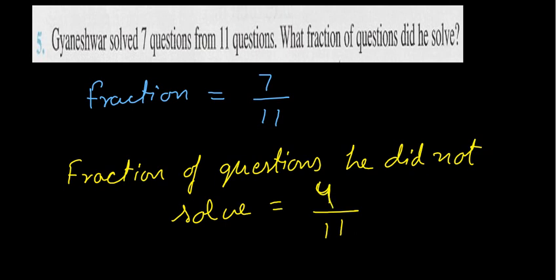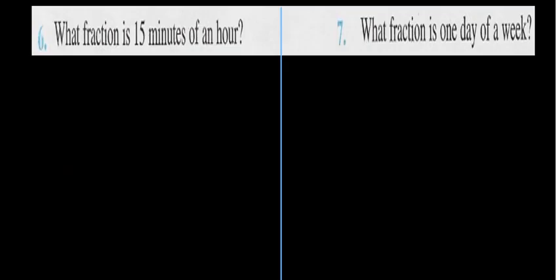Although this is not part of your actual solution, the question does not ask it, but we will write it anyway to explore more about the topic. So what you have is the fraction of questions he did not solve. For that fraction you have 4 upon 11. 4 is the number of questions he did not solve, and 11 is the total number of questions.